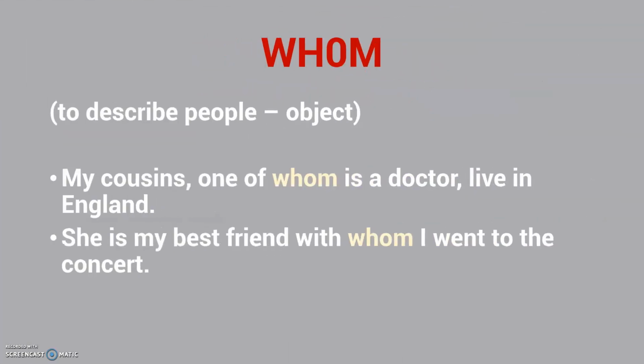First, remember that we talked that who is to describe people? Well, we also have the pronoun whom. This is used also to describe people. So what's the difference? It's pretty simple. Whom is going to be the object of the sentence. It means that this is always going to be after a preposition.